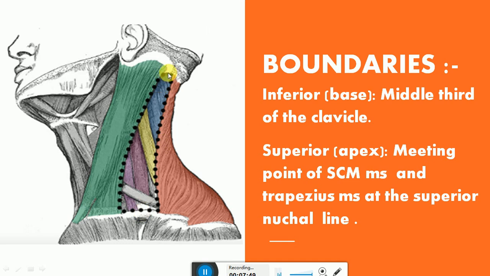This is the apex at the level of nuchal line, superior nuchal line, where both the muscles are meeting, that is trapezius and sternocleidomastoid muscle. Okay. So I hope boundaries are clear.